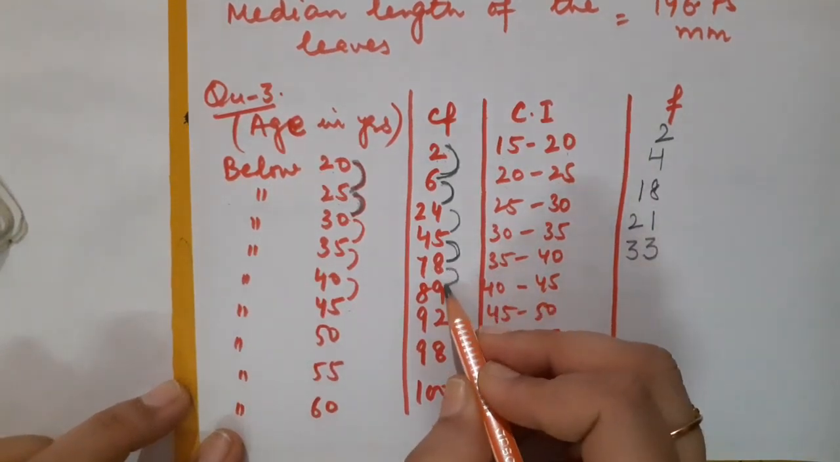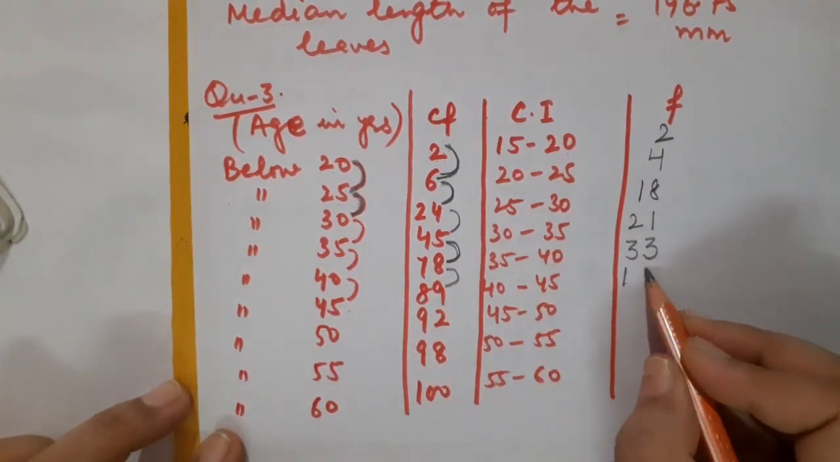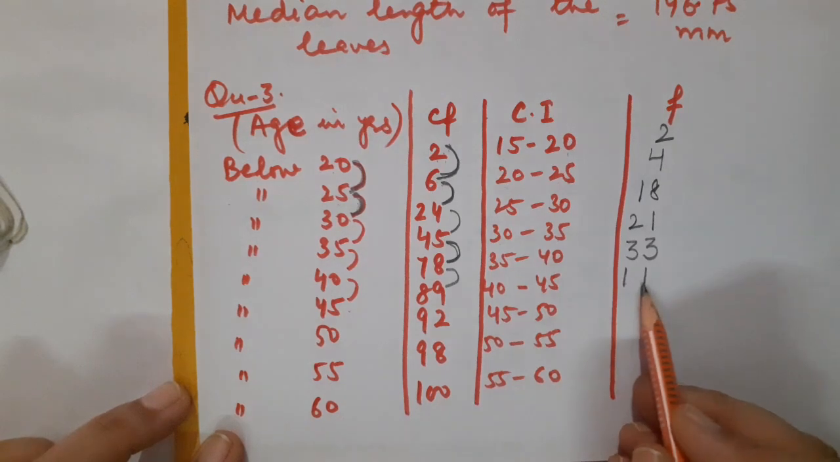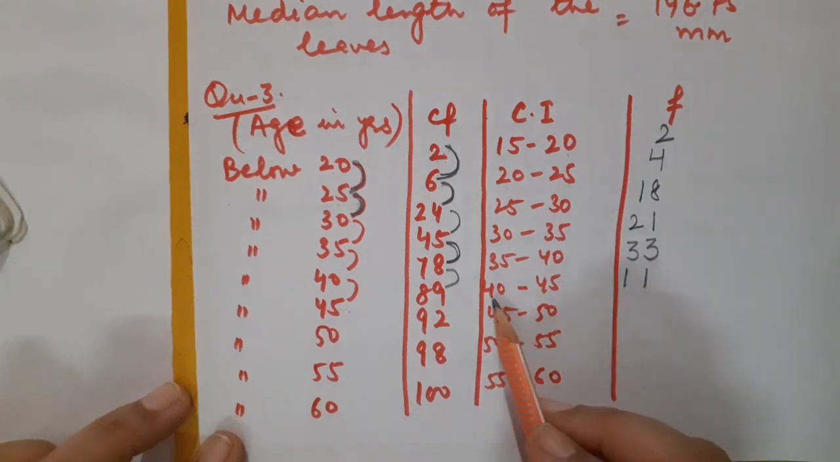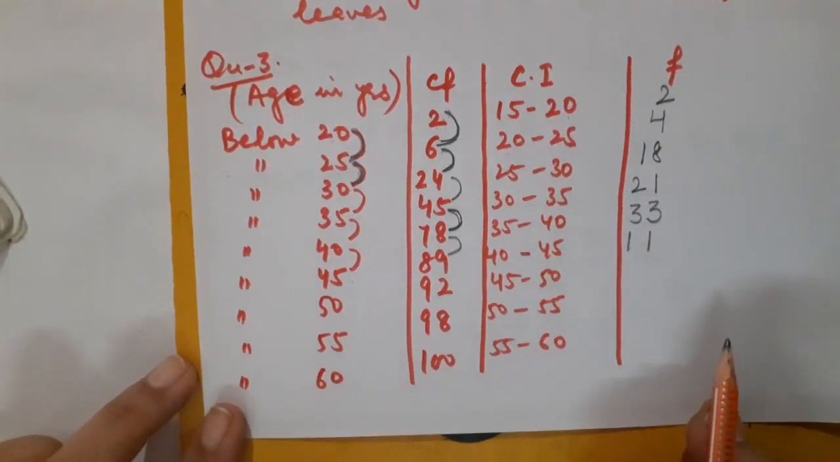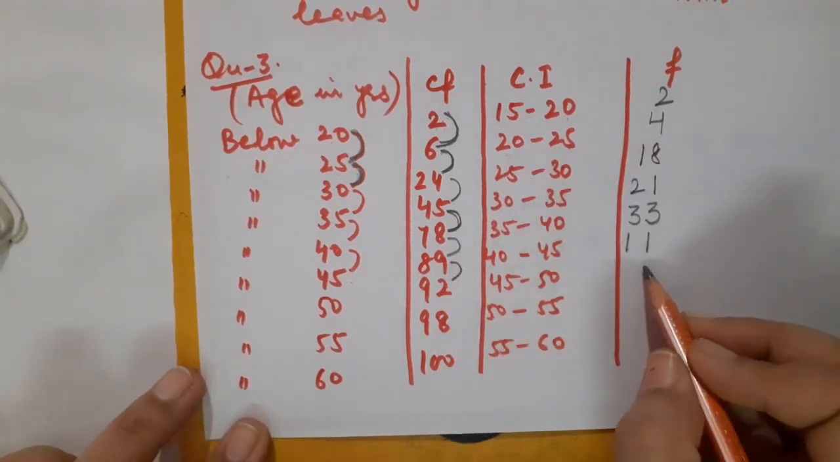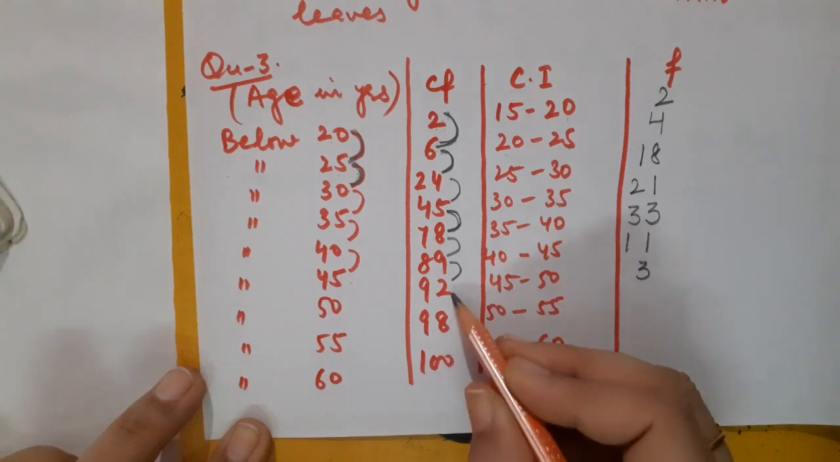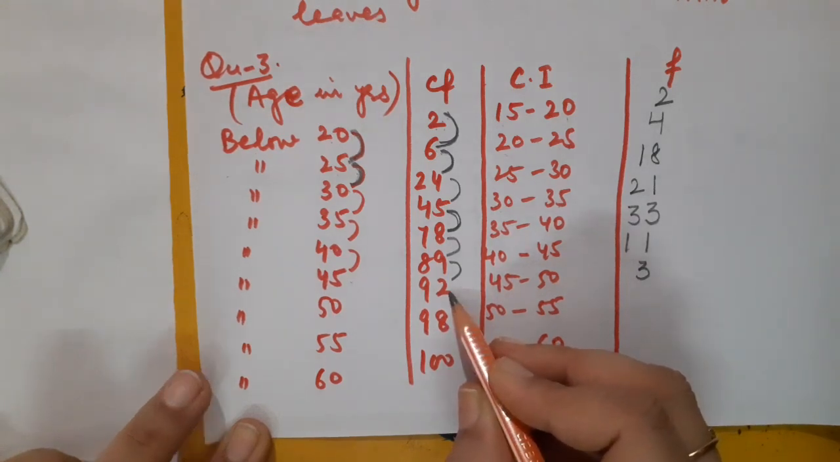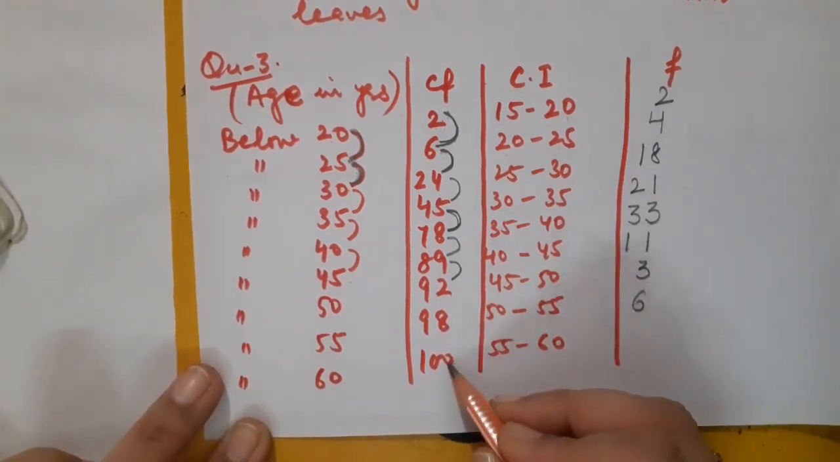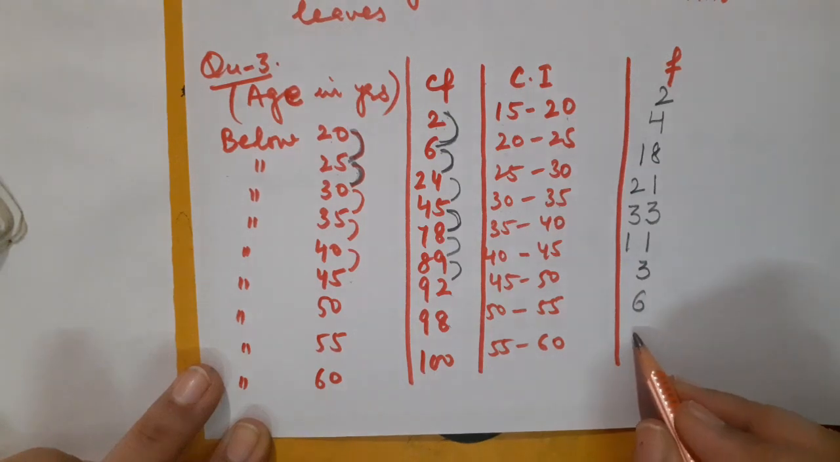Then 89 minus 78 will give you 11. So there are a total of 11 policy holders whose ages are from 40 to 45. Then take the difference of 92 and 89, it is 3. Then 98 minus 92, that is 6. And 100 minus 98, which is equal to 2.